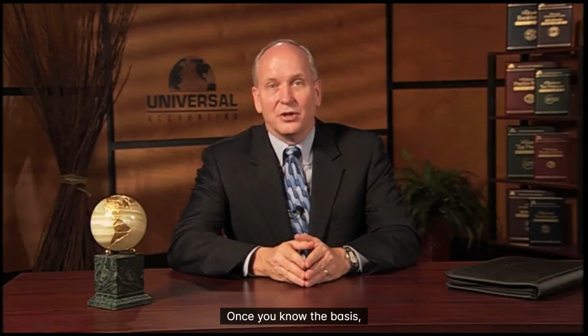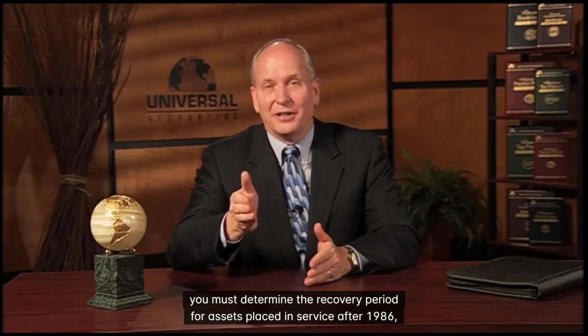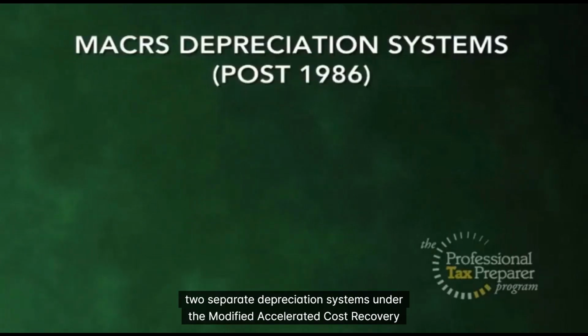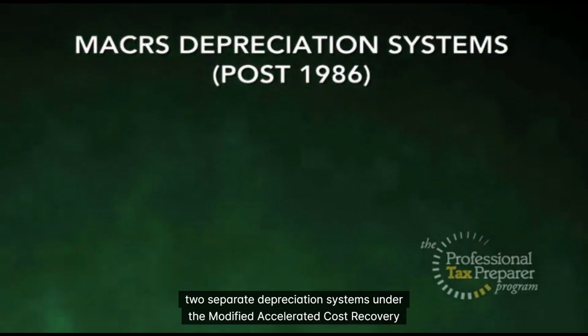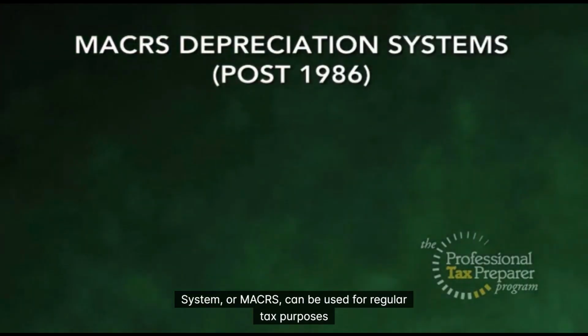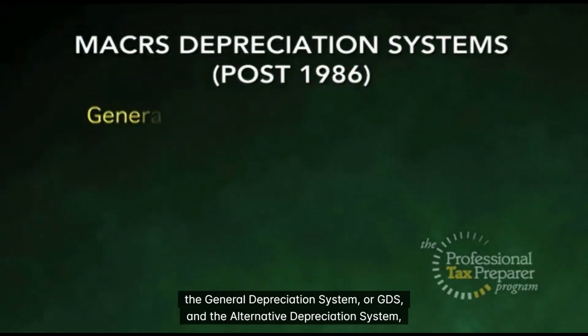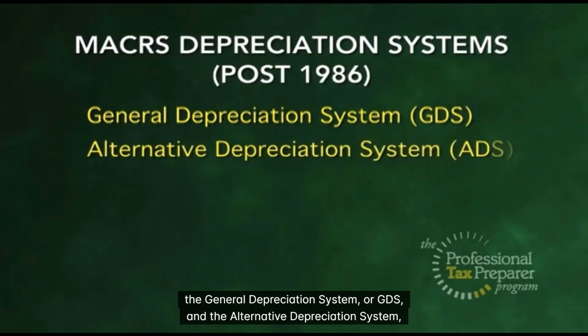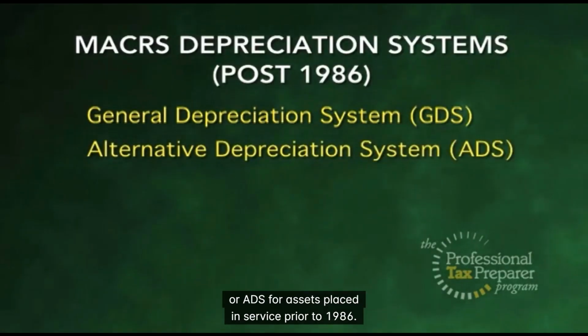Once you know the basis, you must determine the recovery period. For assets placed in service after 1986, two separate depreciation systems under the Modified Accelerated Cost Recovery System, or MACRS, can be used for regular tax purposes: the General Depreciation System, or GDS, and the Alternative Depreciation System, or ADS.